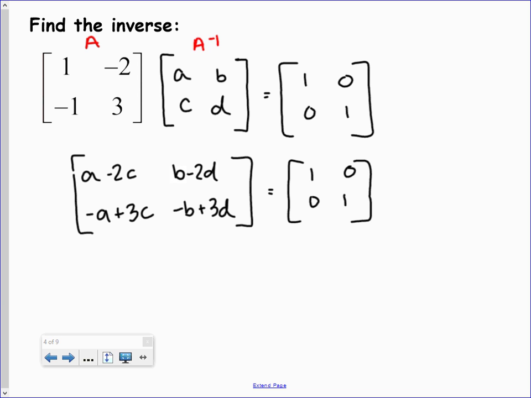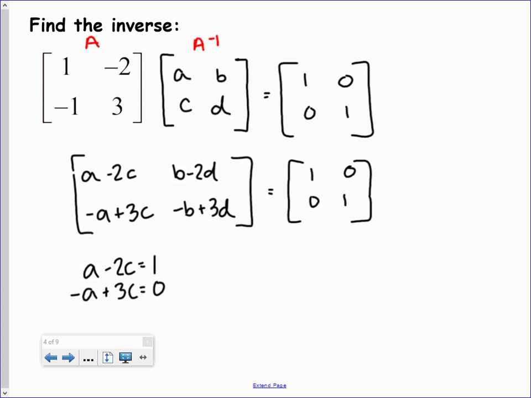And what you have right now are two 2 by 2 matrices that are set equal to each other. We talked about matrix equality yesterday, and what we're saying in matrix equality is corresponding entries are equal. So what I can do is set up two systems of equations. Notice in this first column, I have only the variables A and C. The first row is equal to 1, the second row is equal to 0. So I could write those out. A minus 2C equals 1, -A plus 3C equals 0.